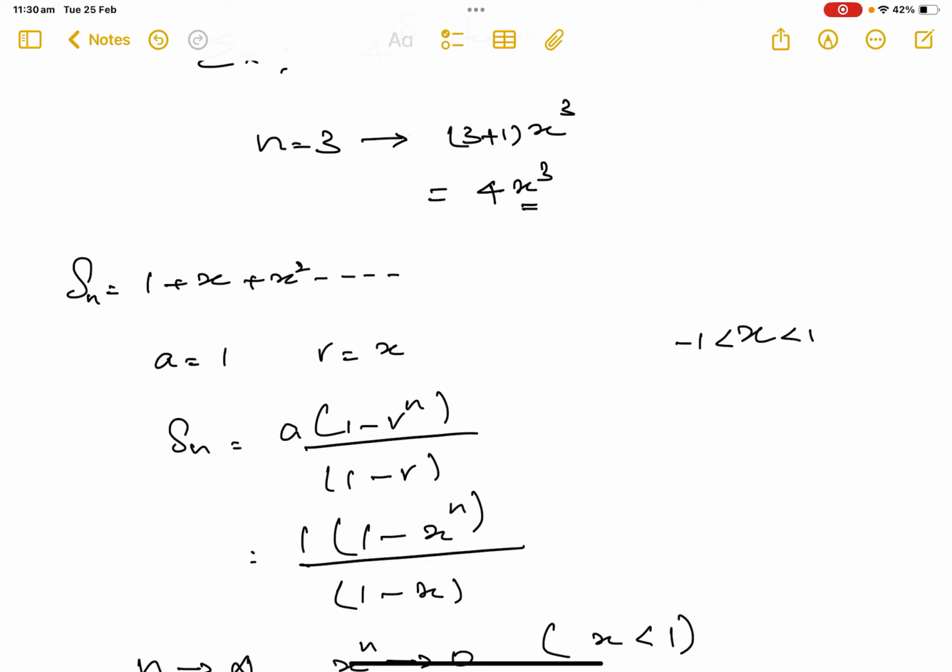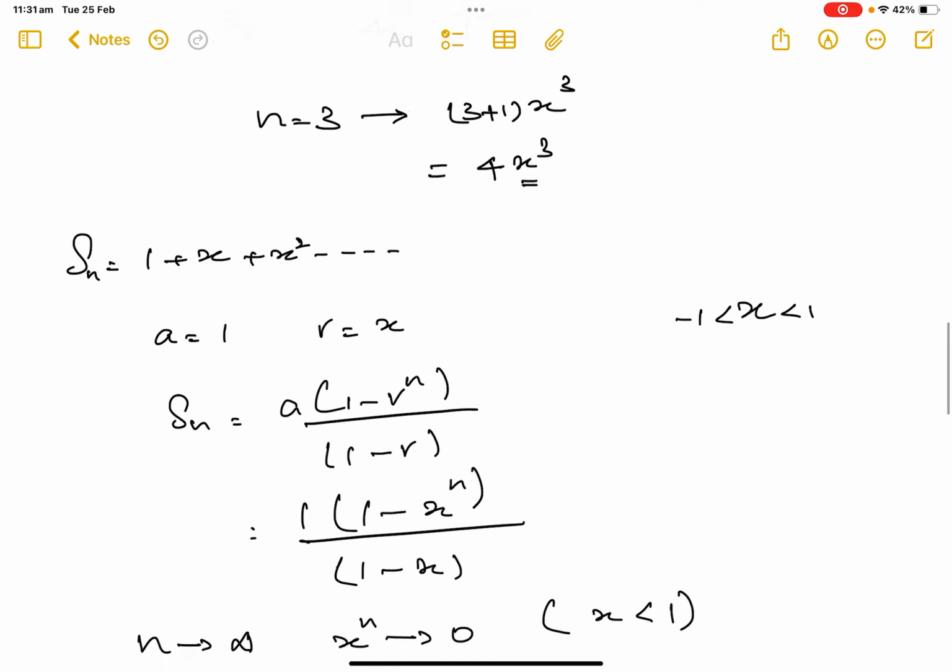The x we have been given is less than 1, so x is in between 1 and minus 1. So in this series, a equals 1. r is the common ratio: the second term divided by the first term is x, and the third term divided by the second term is x. So the common ratio is x.